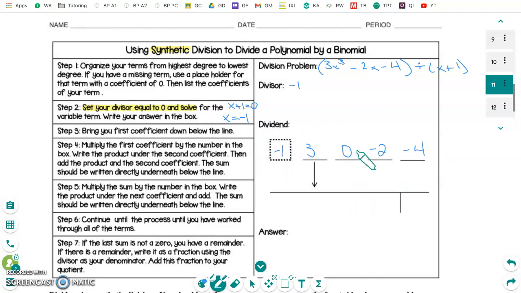Anyone have a question where these numbers are coming from? Don't be shy. This comes from setting x plus 1 equals 0. These are just the coefficients. Nathan, why is there a 0 there? Because there's no x squared. Exactly. Remember, you have to fill in any missing powers.